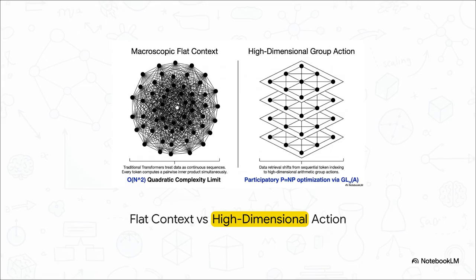Now look at the right side. Instead of a flat sequence, data retrieval completely shifts to high-dimensional arithmetic group actions across these discrete, stacked planes. It's literally the visual difference between structural gridlock and infinite organized scale.